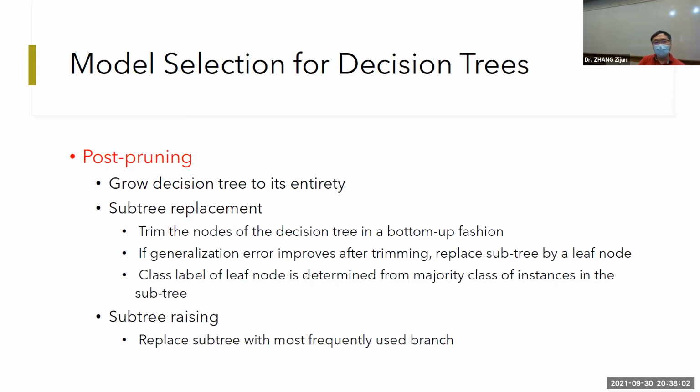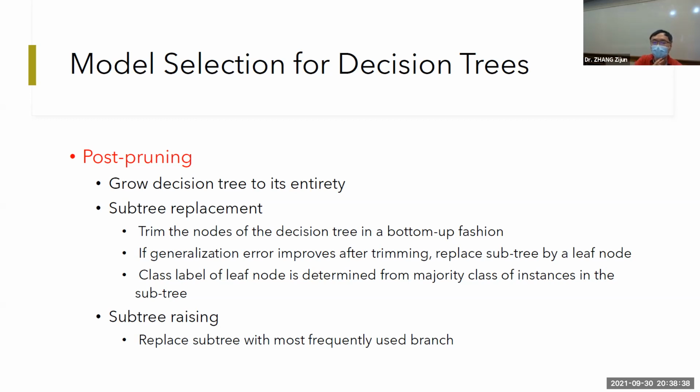So besides the pre-pruning, there's another strategy called post-pruning. The post-pruning is more intuitive, or more straightforward. You first grow the decision tree to its entirety. That means you grow the tree to the full structure. Then you do the subtree replacement. In the subtree replacement, you can cut the nodes of the decision tree in a bottom-up fashion.